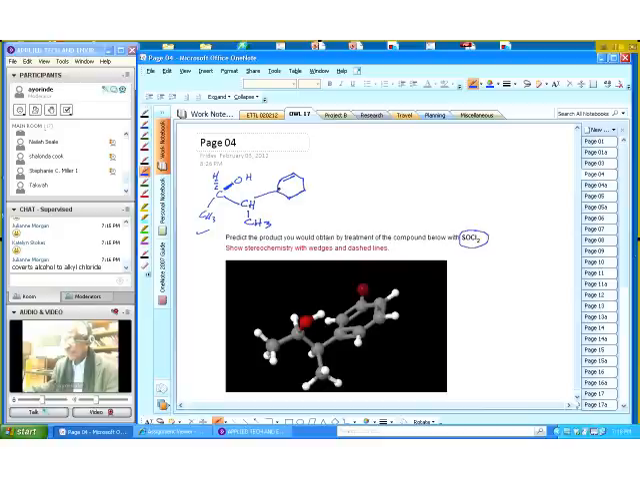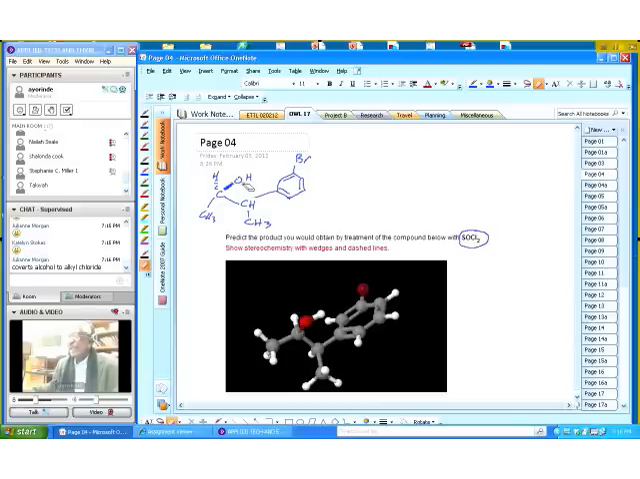Double bond here, double bond here, and double bond here, and then you have bromine here. Okay, if you take a look at this molecule here, Julian told us that thionyl chloride will convert this alcohol to an alkyl chloride.